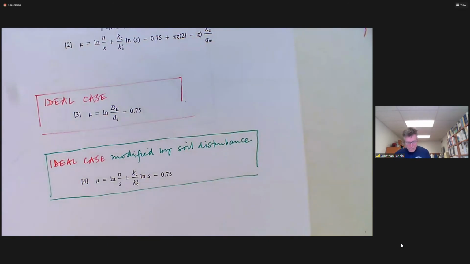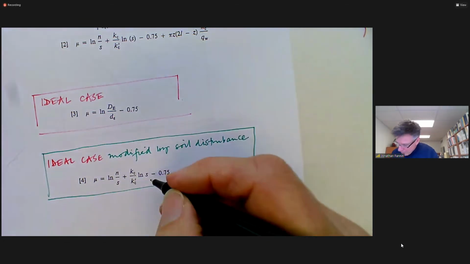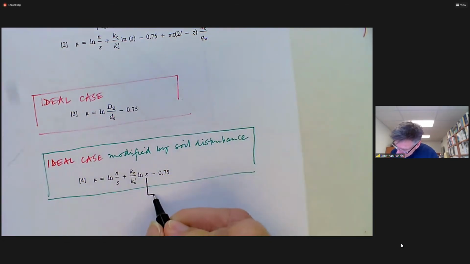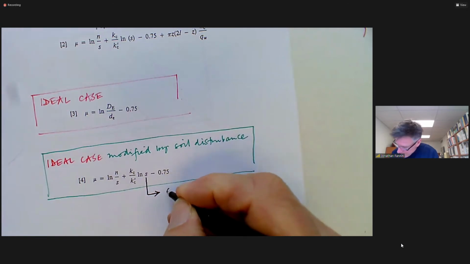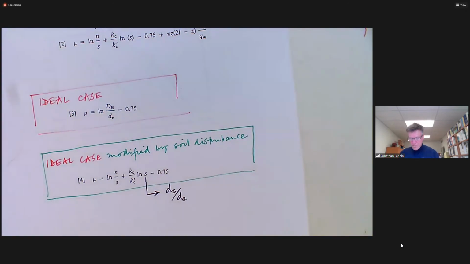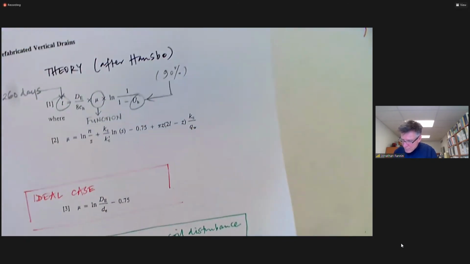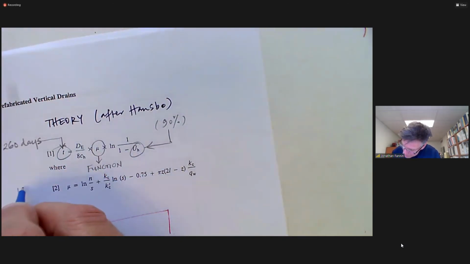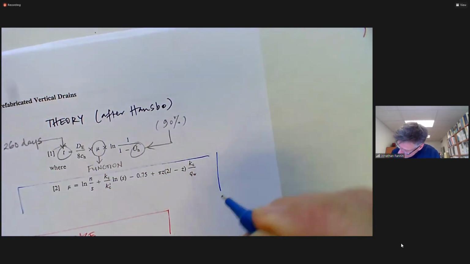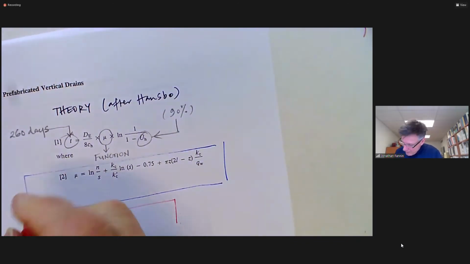And if we retain that variation, this ratio S, we came across it before, but that's that equivalent diameter of the disturbed zone over the equivalent diameter of the drain. And a third scenario that Hansbo examined was the ideal case modified by soil disturbance and modified by drain resistance. And that's what we're seeing here. Okay, the ideal case.